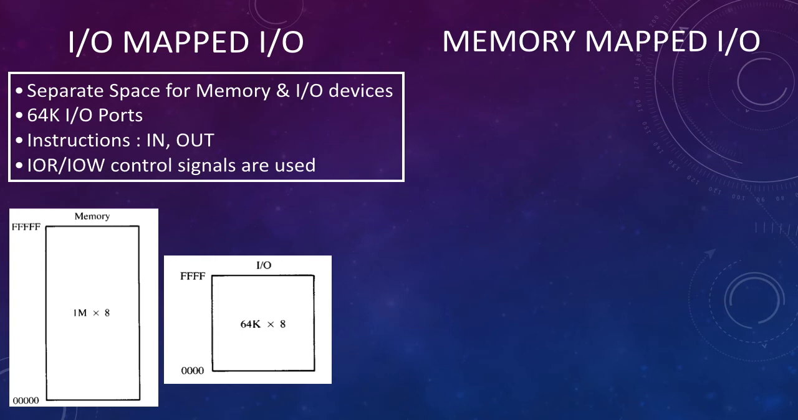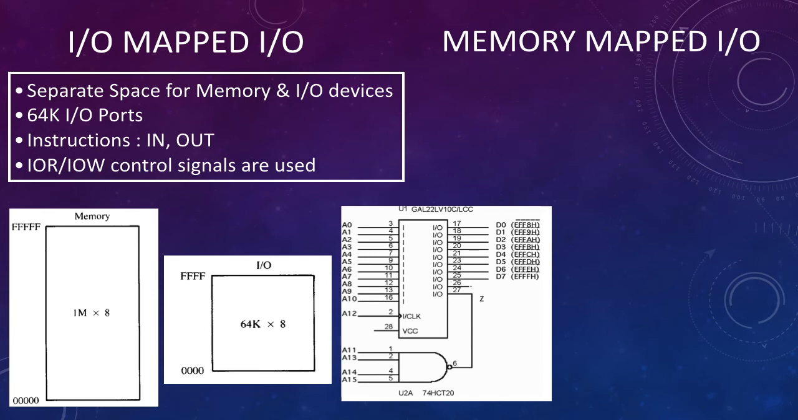How is the memory space differentiated? It is differentiated using the instructions. Only IN and OUT instructions are used in I/O mapped I/O, and these IN and OUT instructions generate different control signals for I/O devices. I/O read and I/O write are generated for I/O devices, whereas we have memory read and memory write for memory devices. This is the decoder which is used for addressing I/O devices.